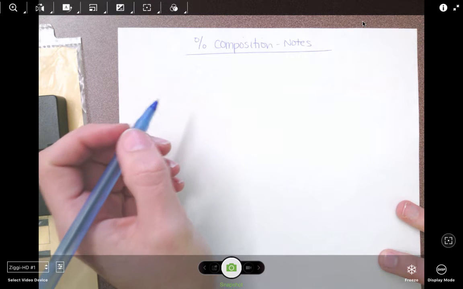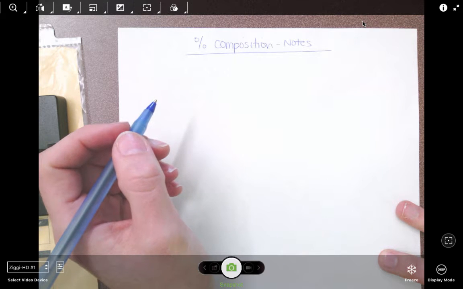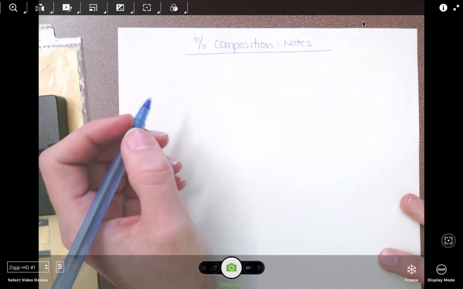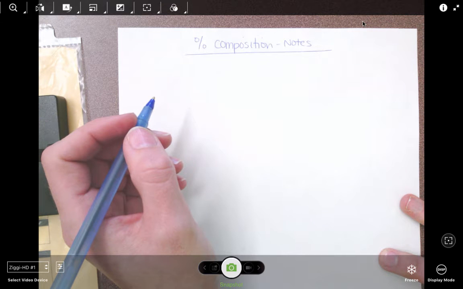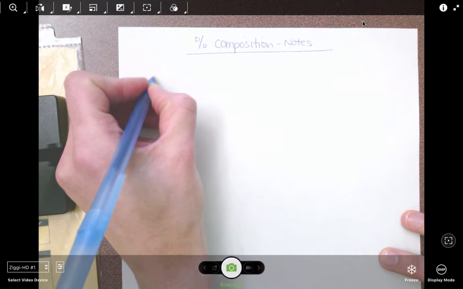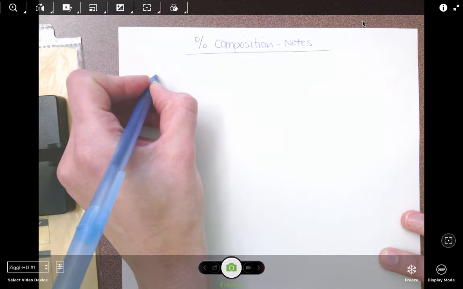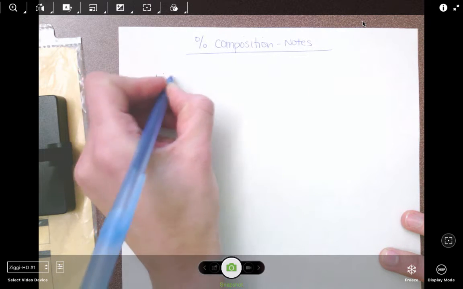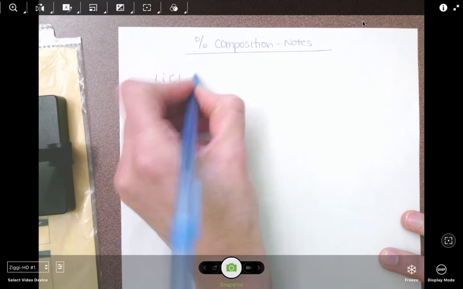I'm going to show you how to calculate the percent composition of an element within a compound. I'm going to give you a couple of examples, show you how to calculate them, and then ask you to do one on your own. The first compound we're going to be working with is, let's use lithium chloride.